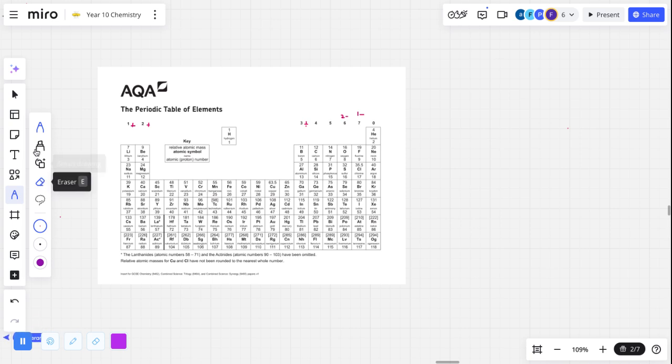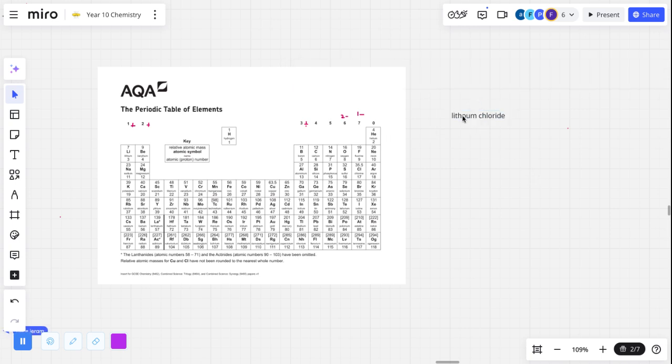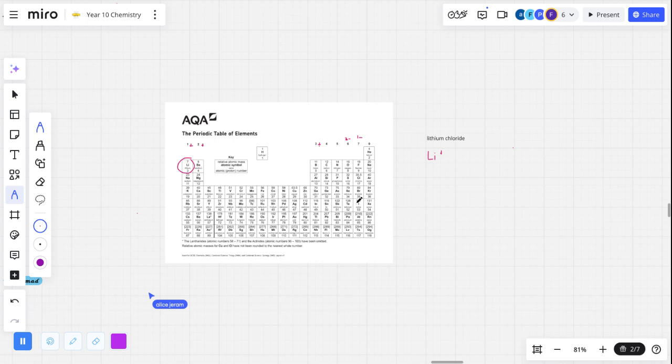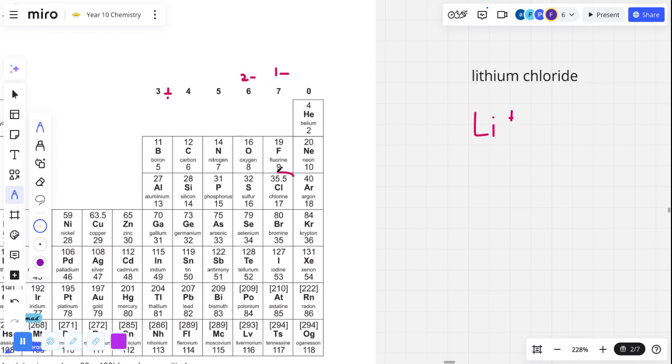So I'm going to pick one. I'm going to pick an easy one. I'm going to pick lithium chloride. I'm going to say, right, what is the formula of lithium chloride? So lithium is in group 1. It's over here. Its symbol is Li. It's going to be Li plus. All right. Now, chlorine is over here. That means chloride will be Cl minus.